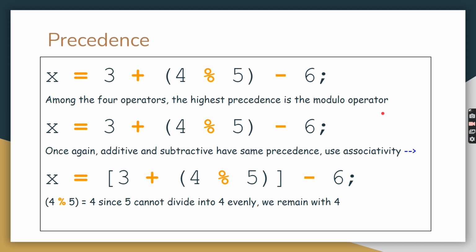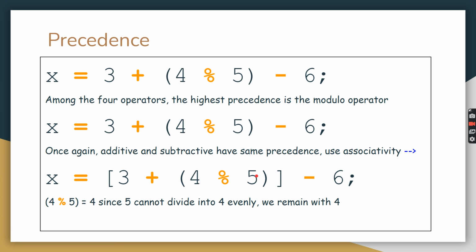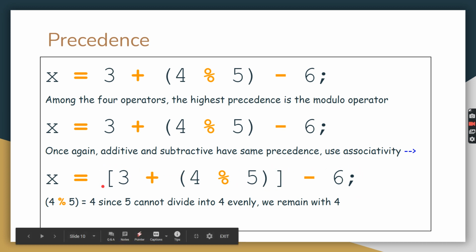Following the modulo operator, we have again a tie between the subtractive and the addition operators. They both have the same level of precedence. So once again, we use the associativity, which states we go from left to right. Starting from the equal sign, going from left to right, we encounter the plus sign first. Therefore, we enclose in brackets the operands 3 plus whatever the result of this 4 mod 5 operation is. And last but not least, we subtract 6 from whatever this result is.